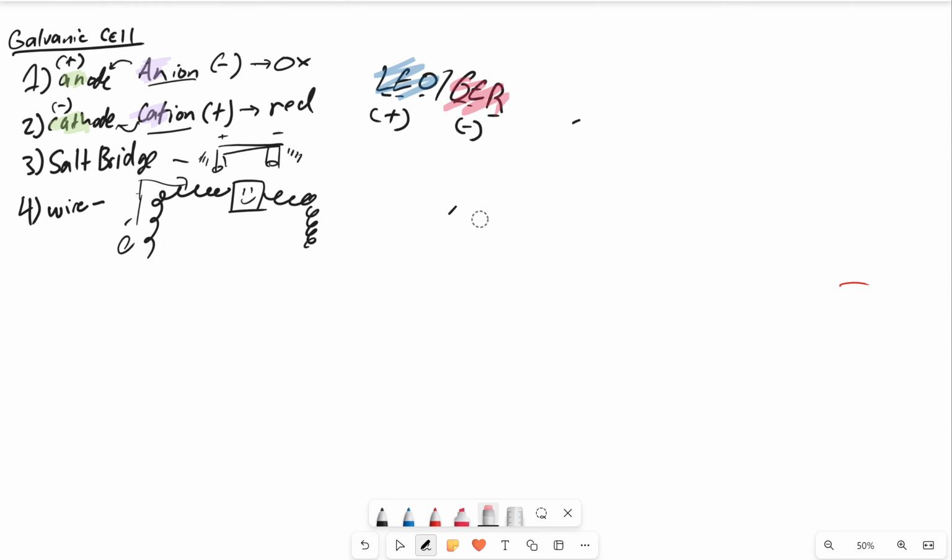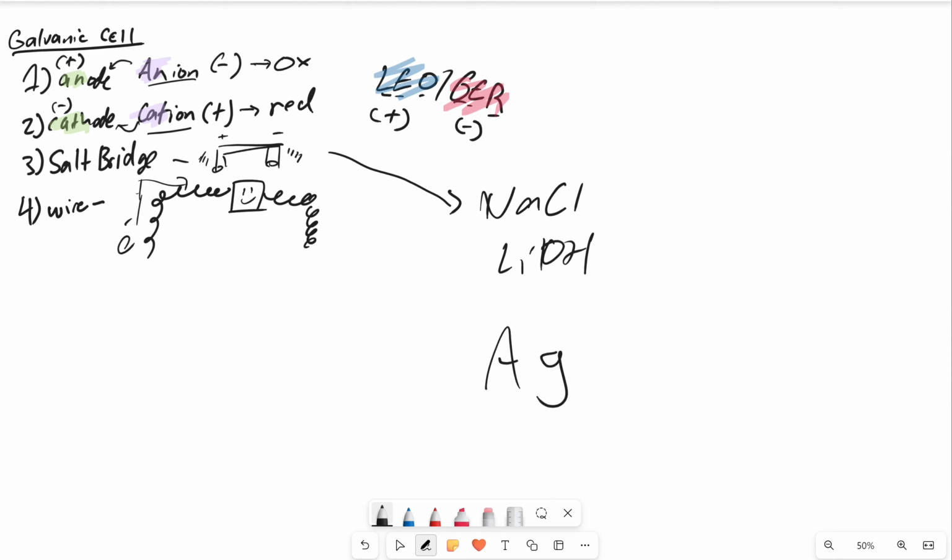Okay, so that's basically everything. Oh, and just a quick note. Inside the salt bridge is going to be something like NaCl, or lithium hydroxide. It's definitely not going to be something like Ag, something that could oxidize really easily, or something that will react really easily, right?